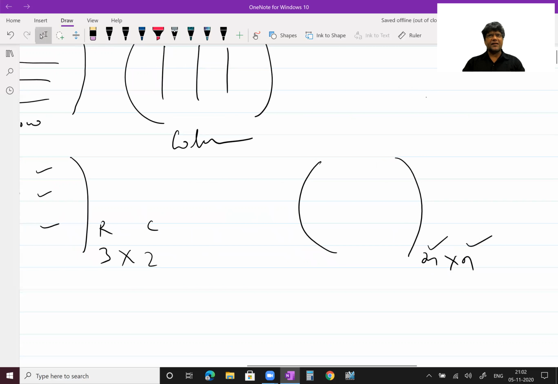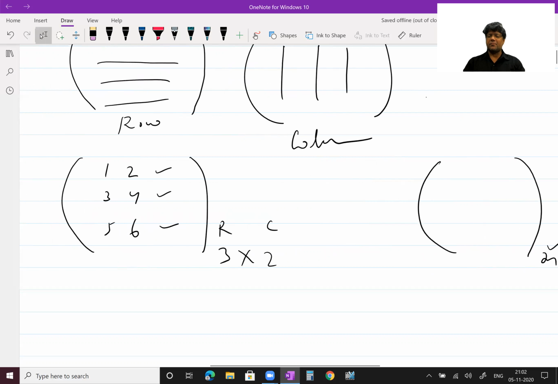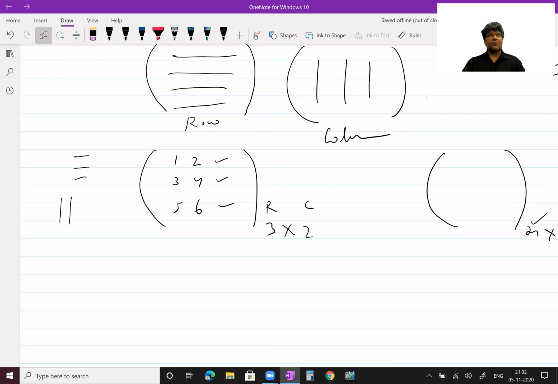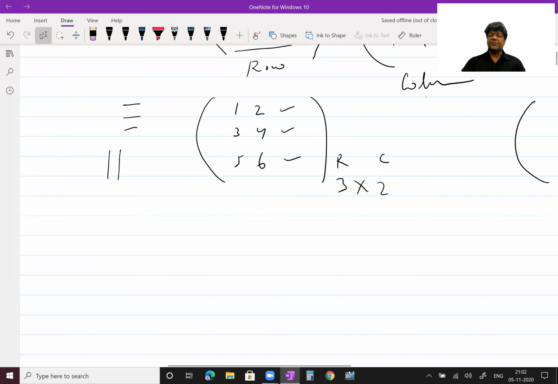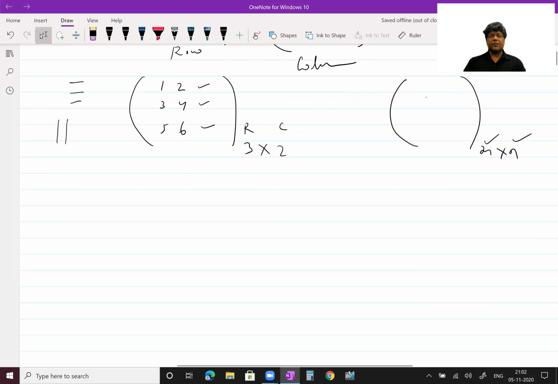Several types of matrices, guys: rectangular matrix, row matrix, diagonal matrix, column matrix, upper triangular, lower triangular, null matrix, identity matrix, unit matrix. All those things you have already seen in the class video. I will cover the main points here. Two matrices can be added or subtracted only if they are of the same order. If the order is not the same, then you cannot add.